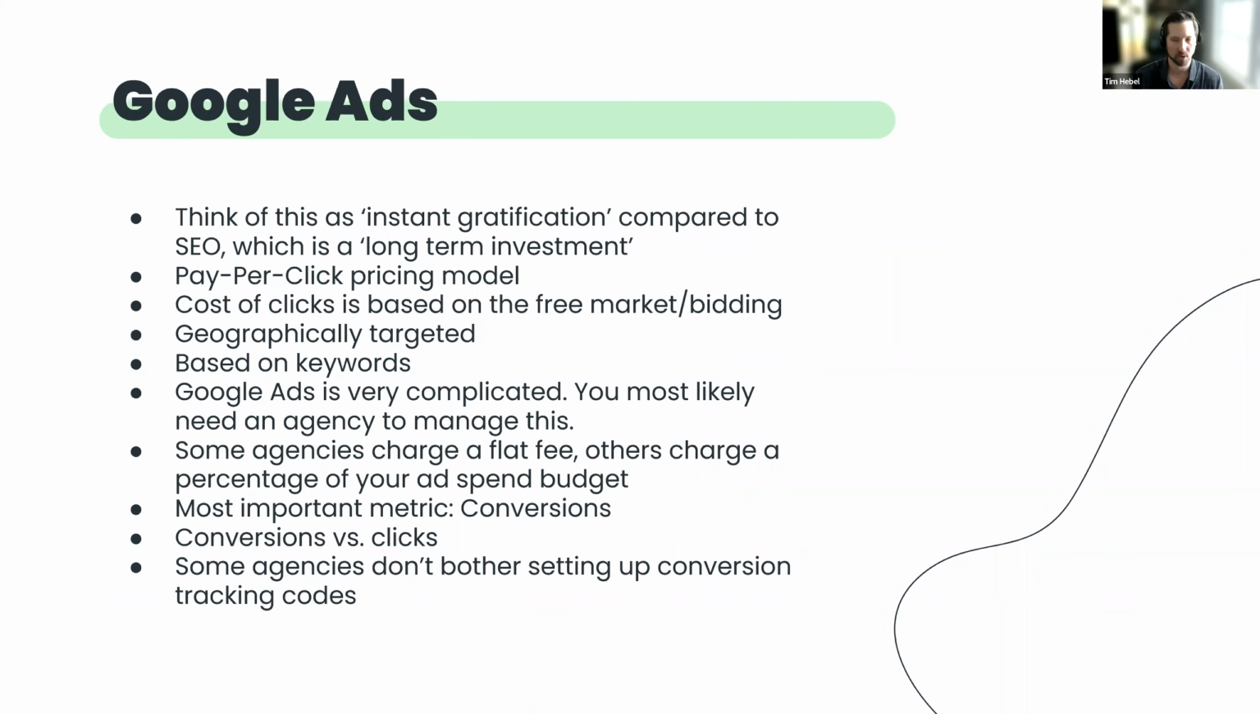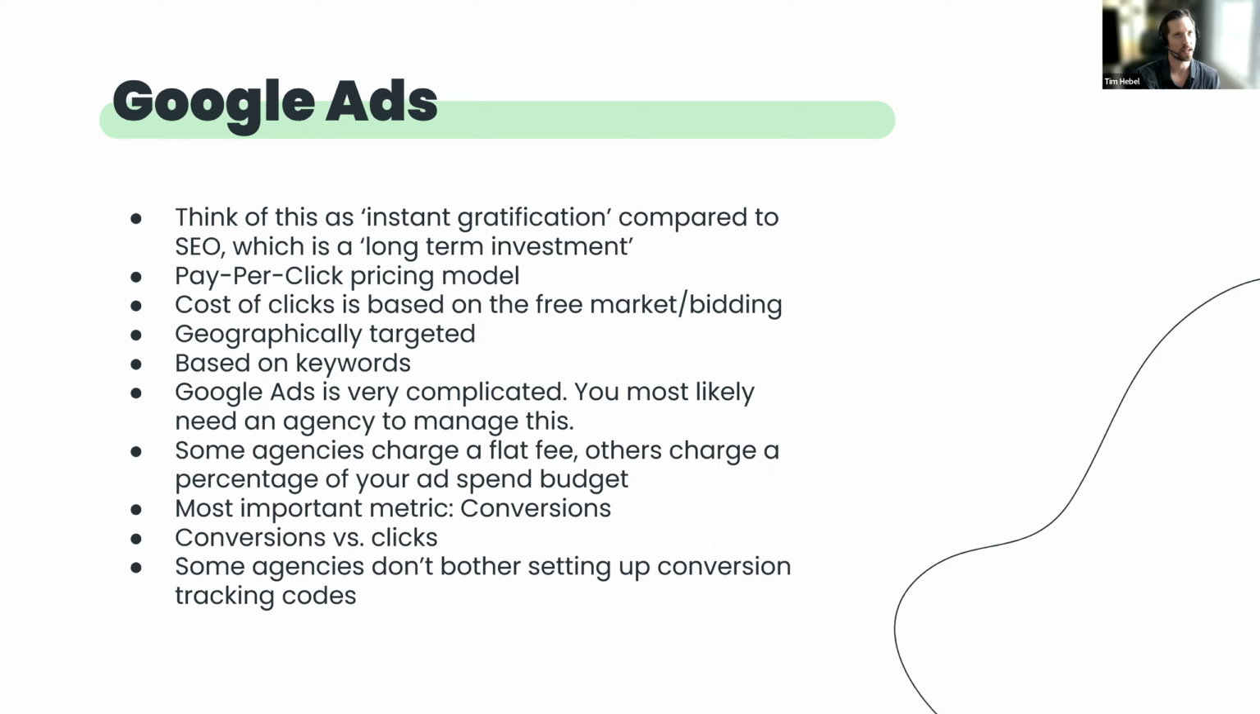So it has a pay-per-click pricing model. If somebody clicks on one of your ads, Google will bill you based on the cost of that ad. How that cost is calculated is actually based on the free market, on a bidding system. So if you say, okay, I'm willing to pay $5 a click for the keyword car donations, and someone else is willing to pay $6 a click, theirs is going to appear first.